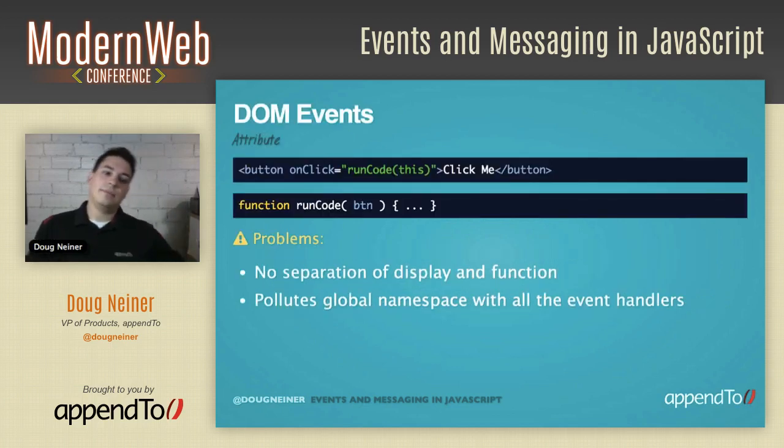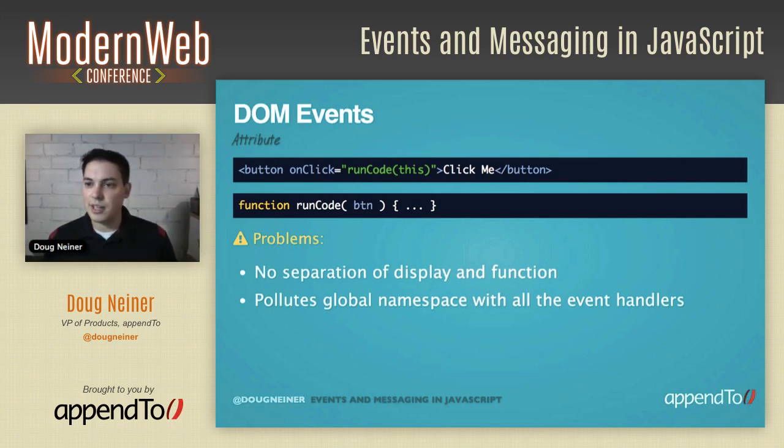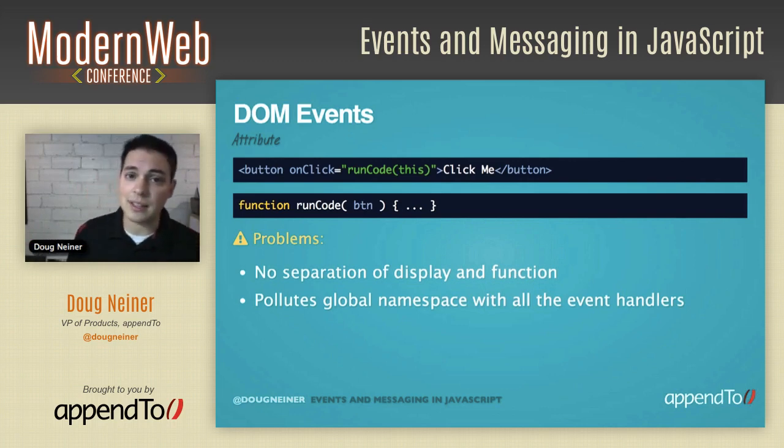Going way back to early DOM specifications, you would just add a handler using an attribute, and then you'd have some sort of global function in your code that would do something. And you might even have the whole code right there in the on-click handler. You may not even be calling the function. Obviously, big problems with this. There's no separation between your HTML and your JavaScript. So hopefully we're not doing that.